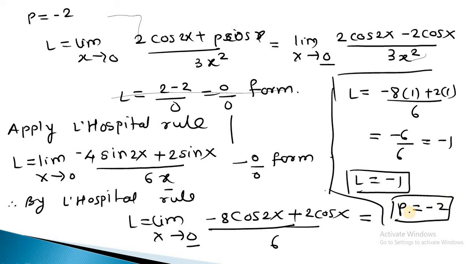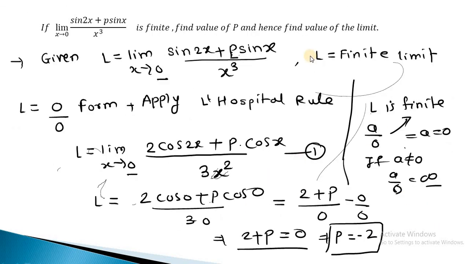So in this way, if there is an indeterminate form and the limit is finite, we always compare: denominator is 0 means numerator must also be 0. Otherwise the limit is infinite.